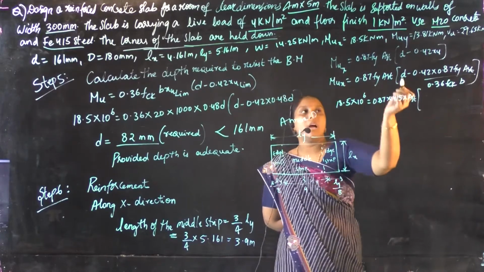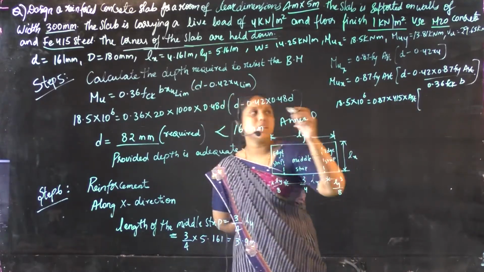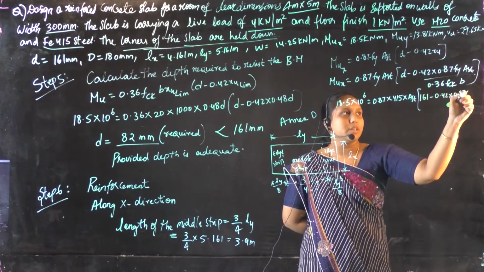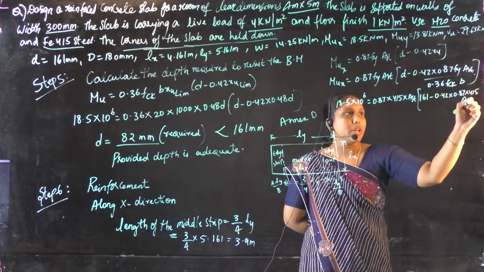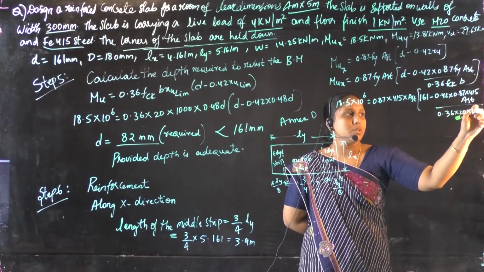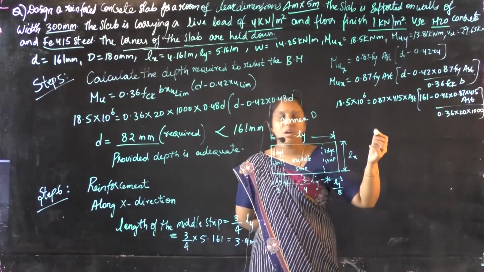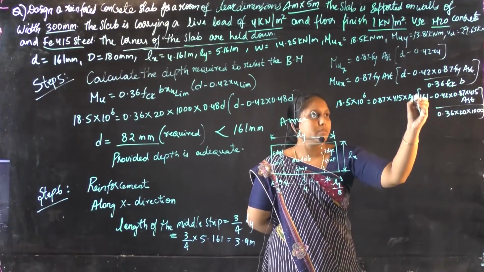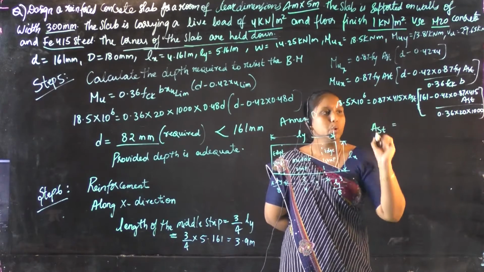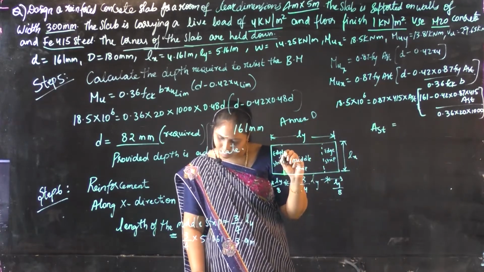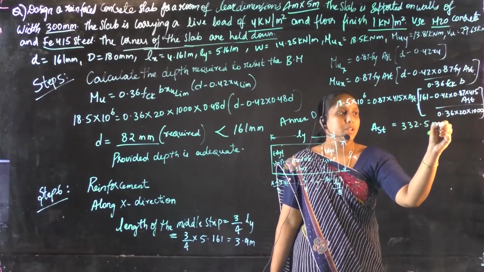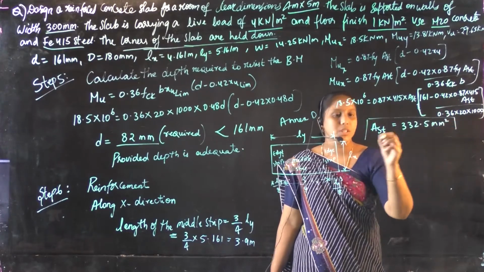So what is the effective depth which is taken? It is 161 mm. So 161 minus 0.42 into 0.87 into Fy, which is 415, into Ast divided by 0.36 into fck, which is 20, and b is 1000, because we are considering 1 meter width. If you solve this, you will get a value of Ast equal to 332.5 mm square. So this is the area of steel which is required.